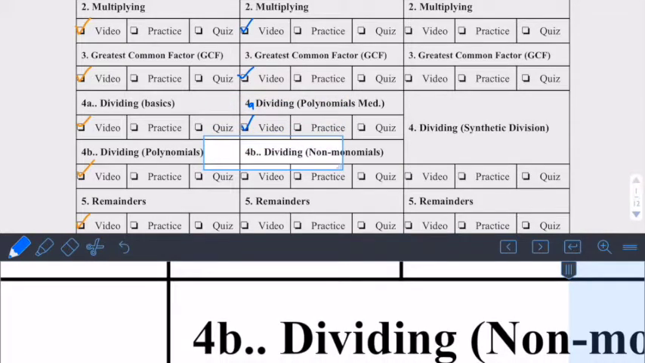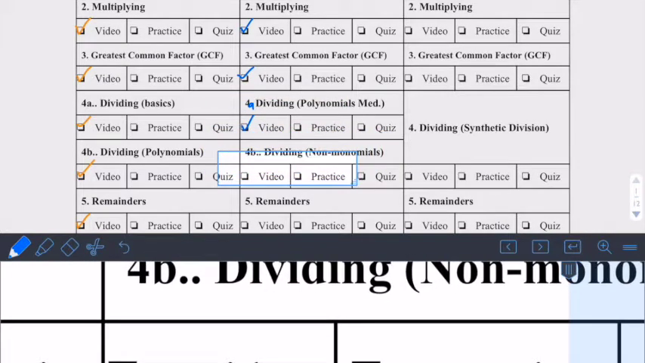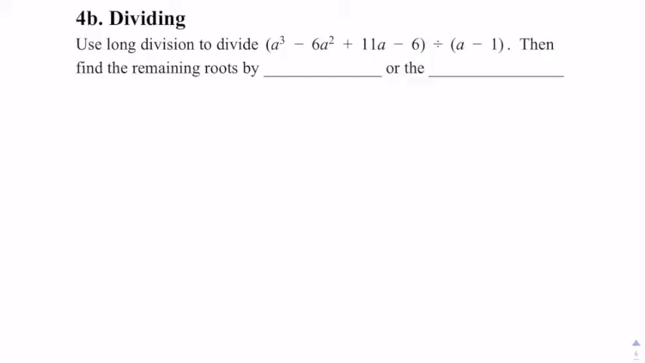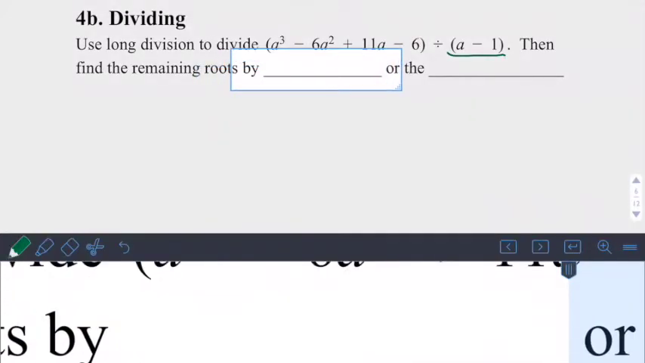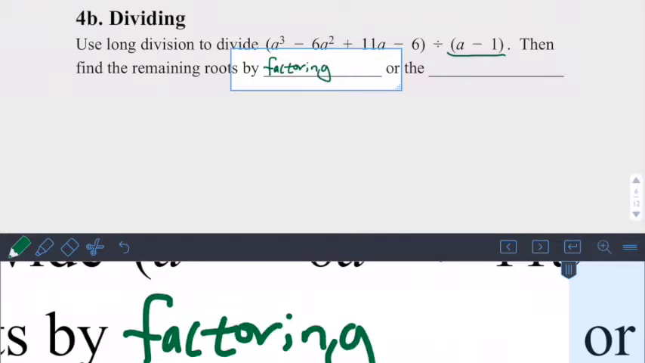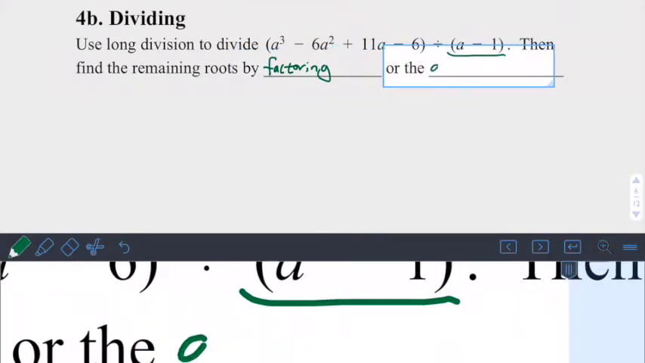This is tier 2 4b, dividing polynomials. So now we're going to find all the roots, but first we're going to use long division to divide a cubed minus 6a squared plus 11a minus 6 divided by a minus 1. Then we're going to find the remaining roots by factoring or the quadratic formula.